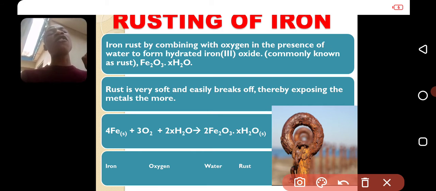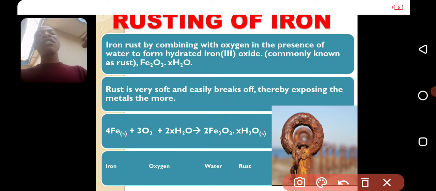Now, when this compound, this brown substance called rust, is formed on the surface of iron, the substance becomes flaky and not sticky. It doesn't stick to the surface. If it stuck to the surface, it would have been another advantage. But the substance is flaky and breaks off easily from the surface of the metal.